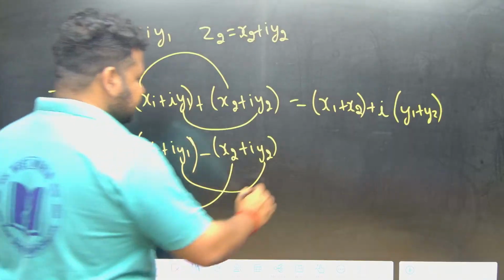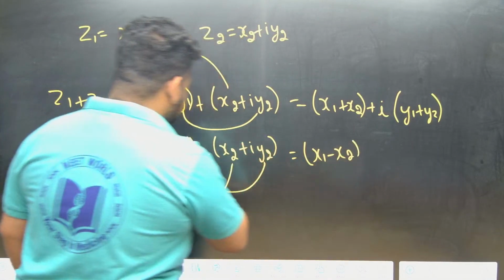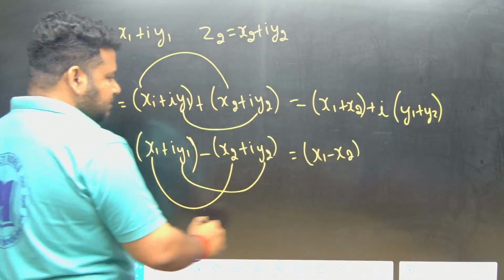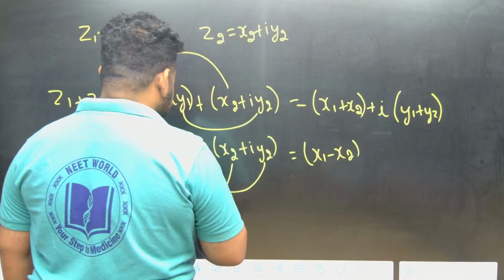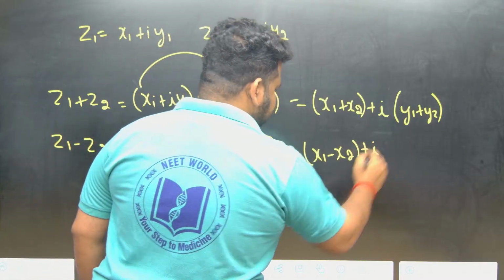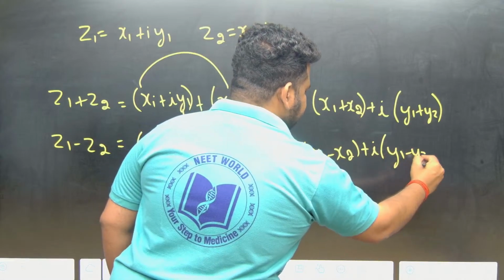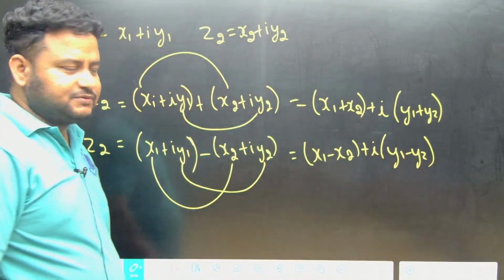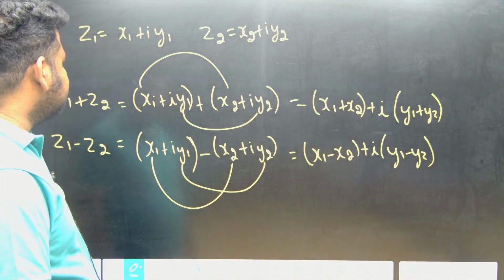For subtraction, this will become x1 minus x2, real with real. For the imaginary part, it will be plus i times y1 minus y2. This is what happens when it comes to addition and subtraction.